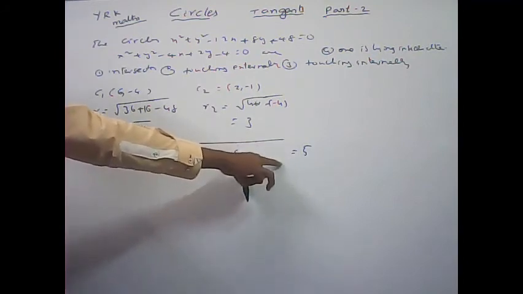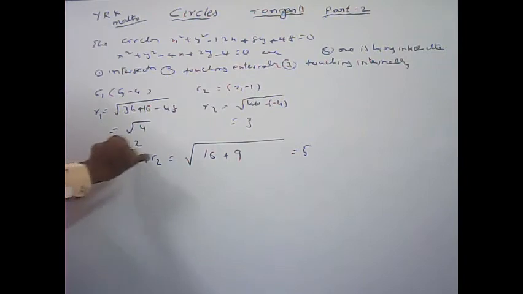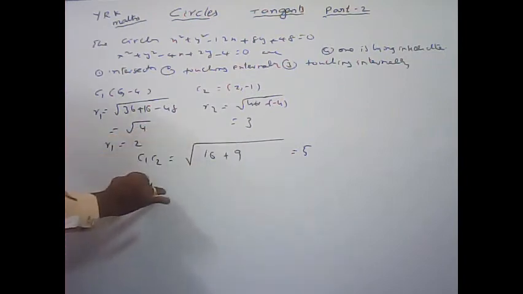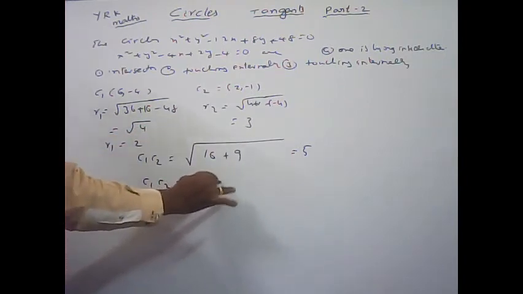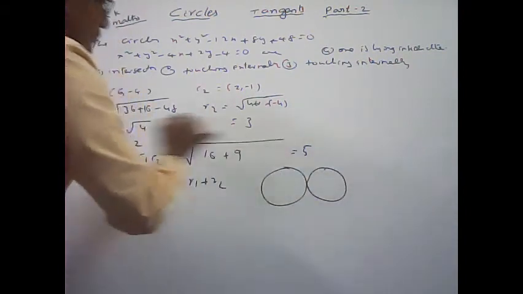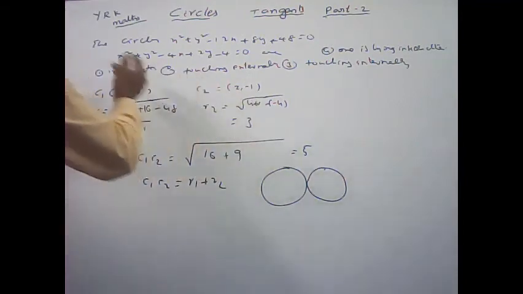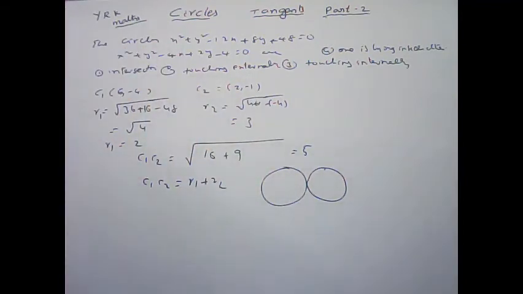See the relation between these three. Here C1C2 we got 5, and by observing the radii of both circles, R1 plus R2, C1C2 is equal to R1 plus R2 only. So here both the circles are touching externally. If they touch externally, sometimes they might ask the number of common tangents to these two circles. So the relation is compulsory. If you know the relation, then only we can say the number of tangents also.